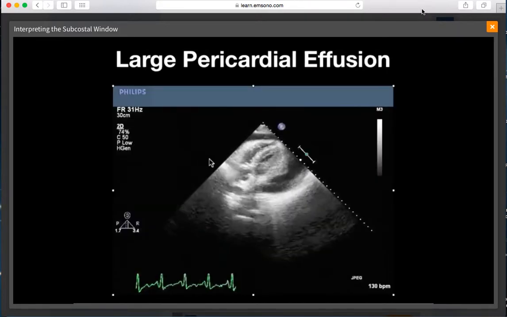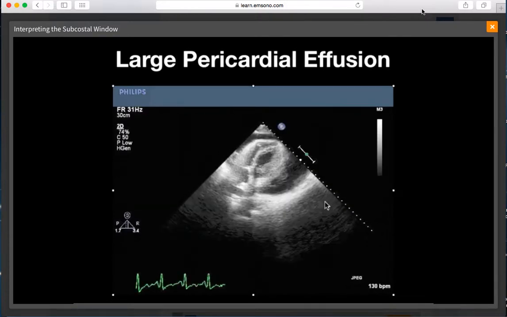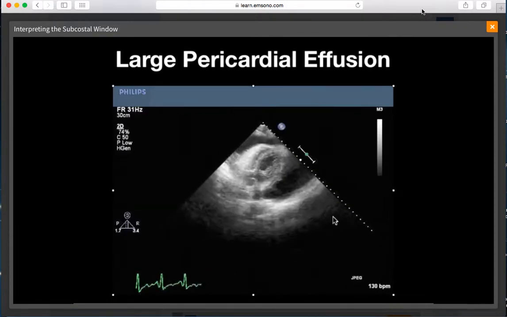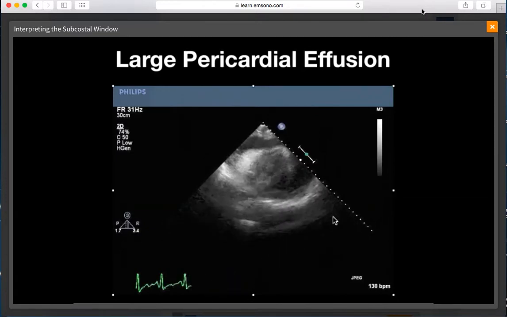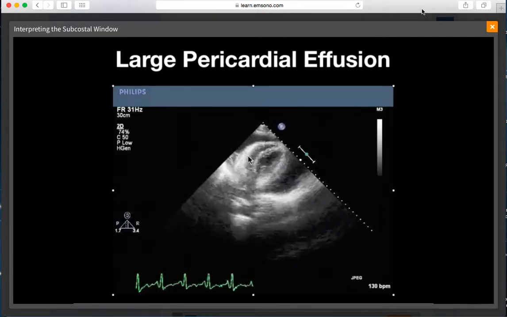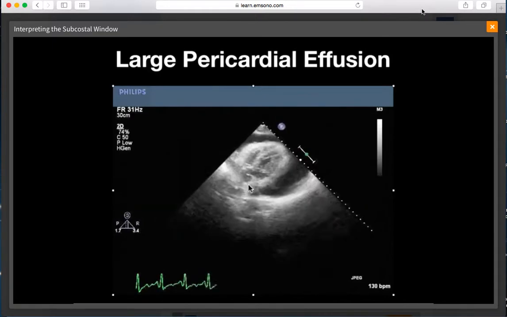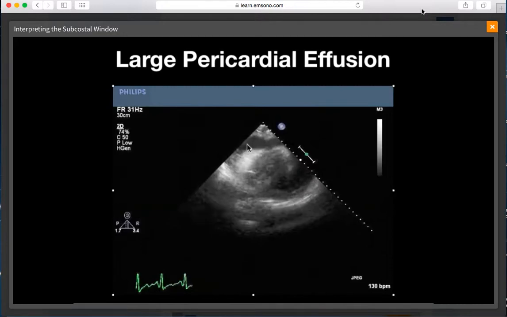Now let's first start by looking at a very large pericardial fluid collection. Here I've got the depth set to a very large field of depth so that you can see the entire area. But if we take a look here, this is a subcostal window. You've got the right side of the heart. There's going to be right ventricle, right atrium, left ventricle. And what you're seeing here is that there's a large anechoic fluid collection that's surrounding the heart.